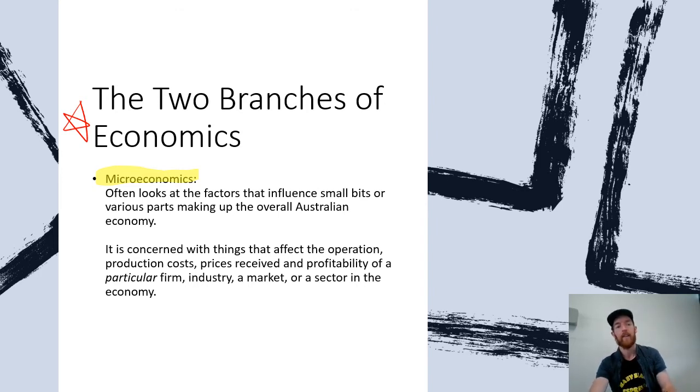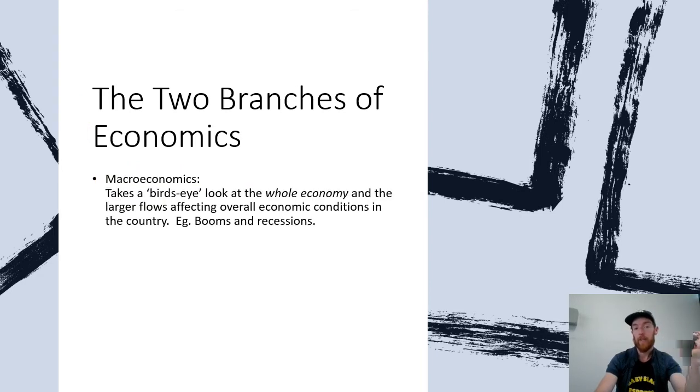So things like, if you looked at the market for beef, how that's operating, how much demand there is, how much supply there is, have there been any issues there? Are the prices fair? It's a particular market, particular firms, and looking at their operation. Then we get into macroeconomics, which looks more into a bird's eye view of the whole economy to look at the larger views, larger flows that affect overall economic conditions.